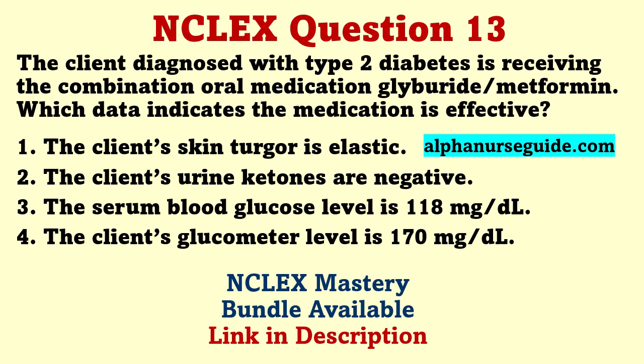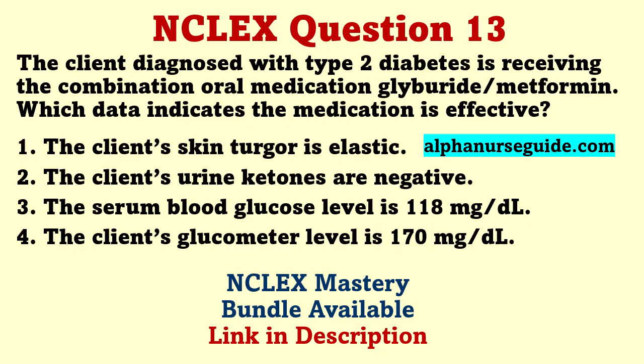The client diagnosed with type 2 diabetes is receiving the combination oral medication glyburide metformin. Which data indicates the medication is effective? 1. The client's skin turgor is elastic. 2. The client's urine ketones are negative. 3. The serum blood glucose level is 118 milligrams per deciliter. 4. The client's glucometer level is 170 milligrams per deciliter. The correct answer is 3.